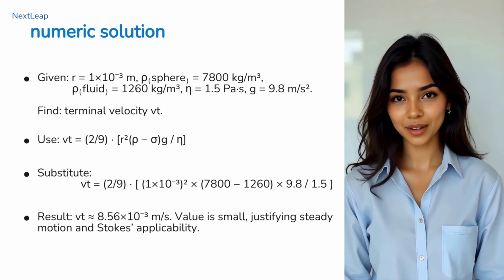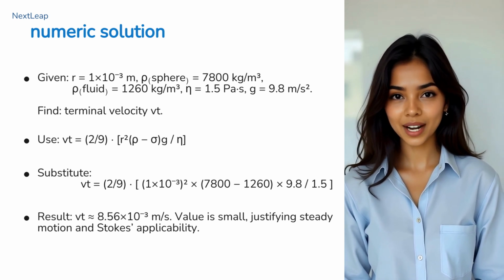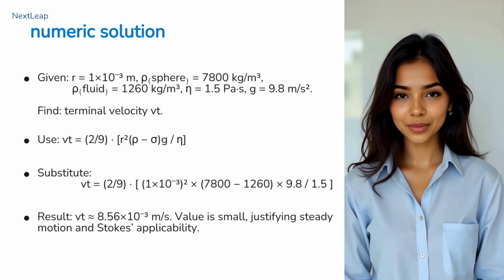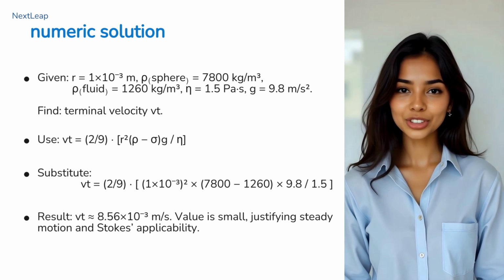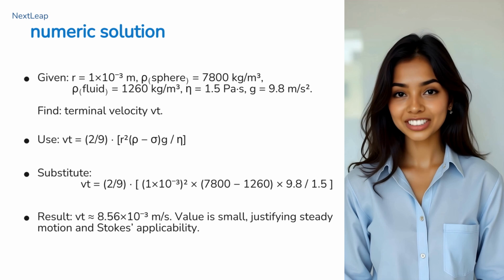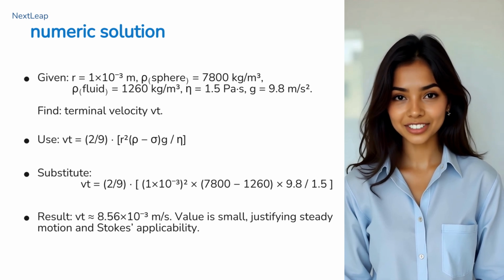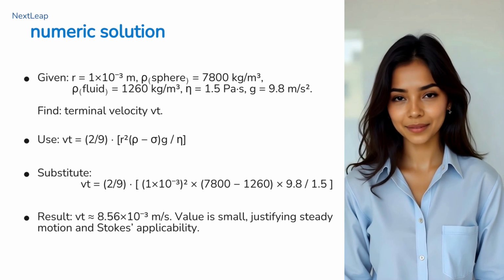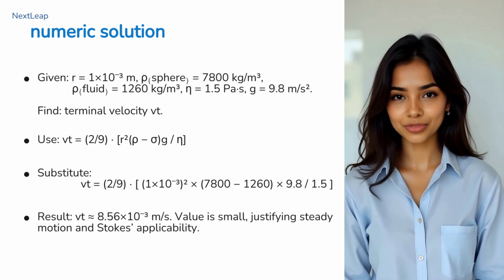Suppose we have a steel sphere with radius 1 times 10 to the minus 3 meters, density 7,800 kilograms per cubic meter, falling through glycerin whose density is 1,260 kilograms per cubic meter, and viscosity is 1.5 Pascal seconds. Using standard gravity of 9.8 meters per second squared, we want to find the sphere's terminal velocity.